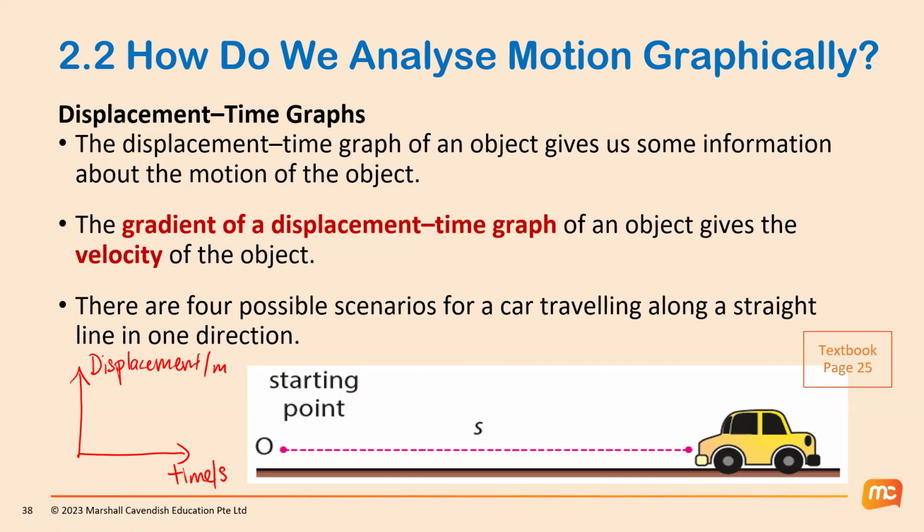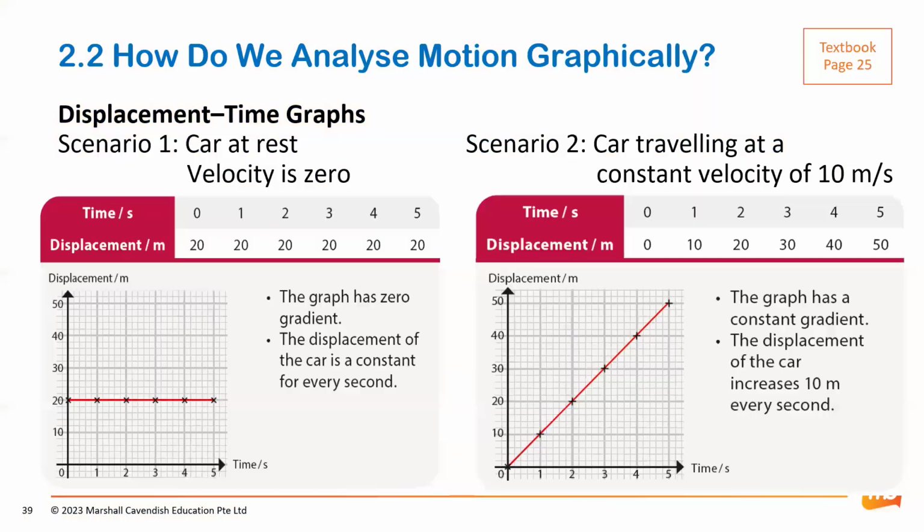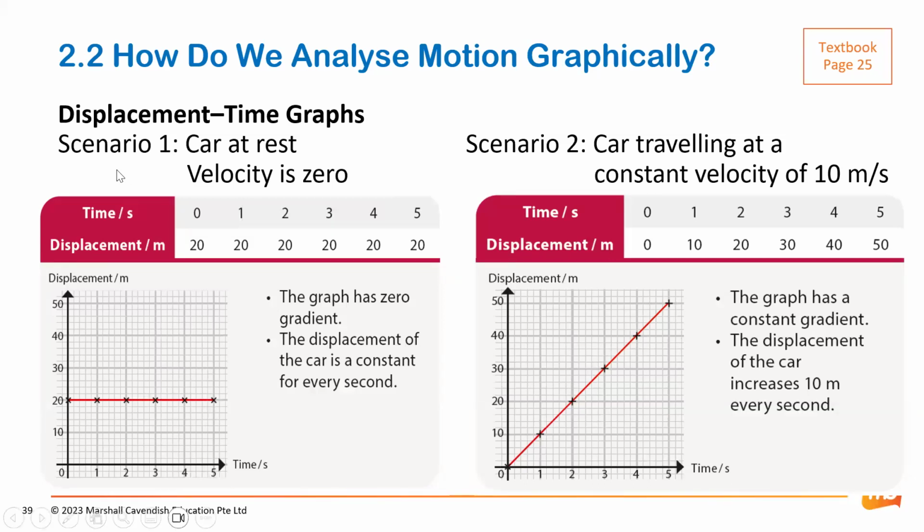Okay, so we are going into 4 possible scenarios. The first scenario is when the car is at rest. Again, we are looking at the gradient of a displacement time graph, which is the velocity. When the car is at rest, you must understand that the velocity will be 0. There will be no velocity, not moving. So if my velocity is 0, it simply means that the gradient will also be 0. So how can the gradient be 0? It means there is no slope. It is a flat line.